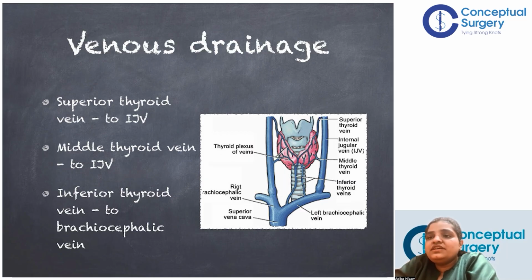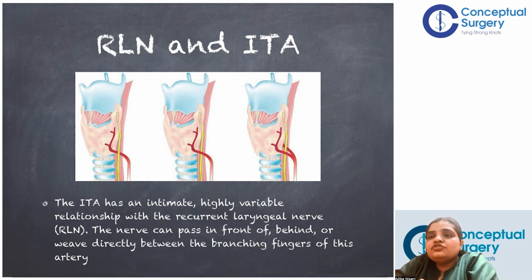Now, the venous drainage, we have three veins. So, two arteries and three veins. The superior and the middle thyroid vein drain into the internal jugular vein, whereas the inferior thyroid vein drains to the brachiocephalic vein. Now, the relationship between these arteries and the nerves around the thyroid gland is essential, because these are the nerves that we are going to be preserving when performing a thyroidectomy.